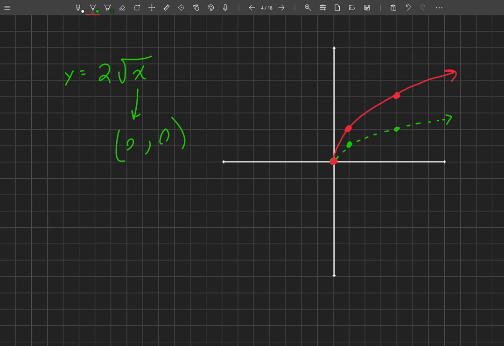The original. And when you put this 2 out front, it takes all the heights and doubles them. See how that doubles that distance? That's what that does. And it kind of stretches it upward. So even with something like a square root function, it does the same thing to that graph.